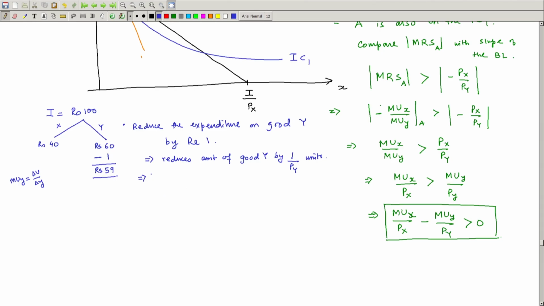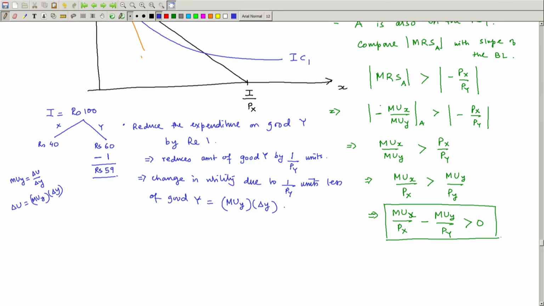So essentially the change in utility due to 1 upon Py units less of good y is equal to MUy times delta y, right. So the change in utility delta U would essentially be MUy times delta y, and I know that my delta y is 1 upon Py units, so I can essentially say this is MUy times 1 upon Py, so this is MUy by Py, okay.